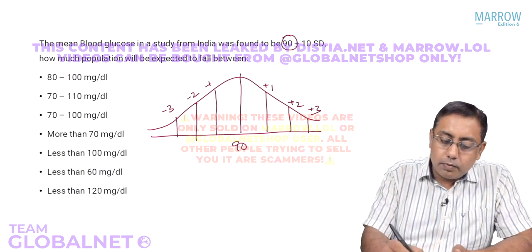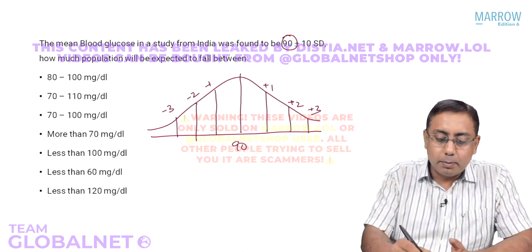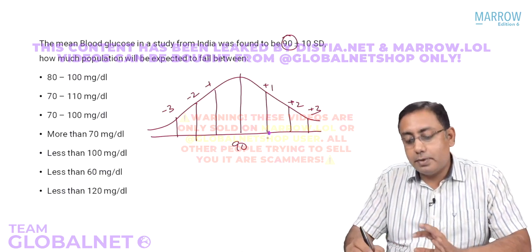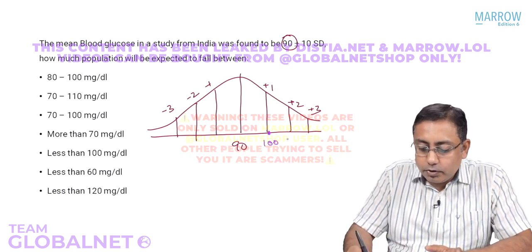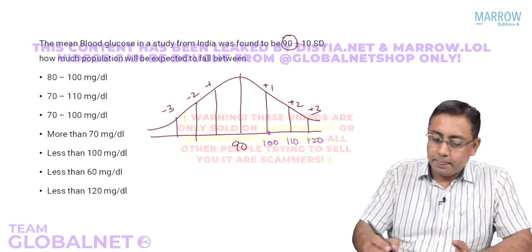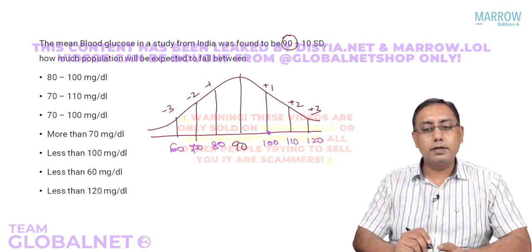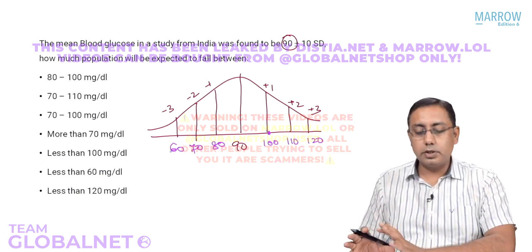Now, how would you want me to fill this normal distribution curve? At plus 1 SD, how much should I write? 90 plus 10, that is 100. Then you're going to have 110, and then 120. On the back side, it is 80, then 70, and then 60. Simple answer.